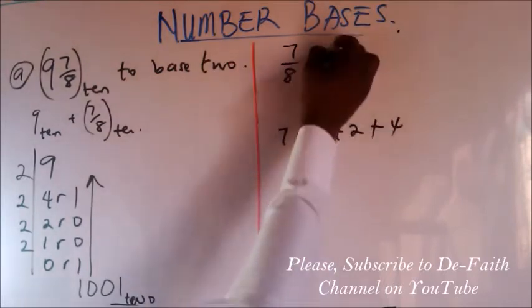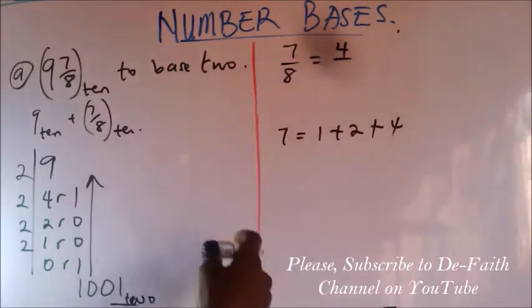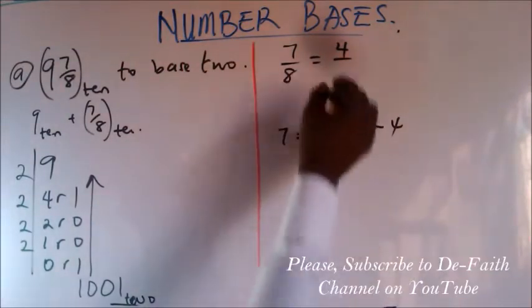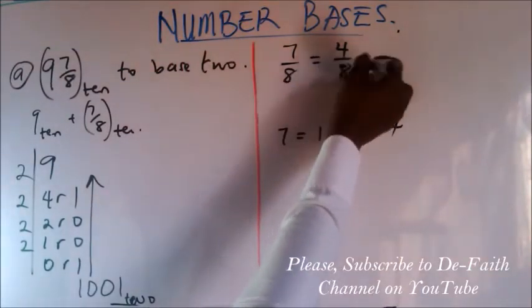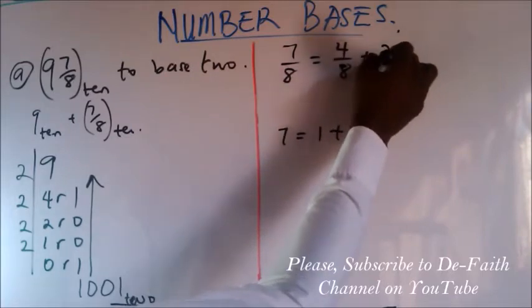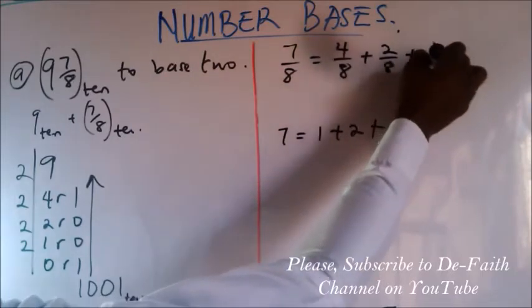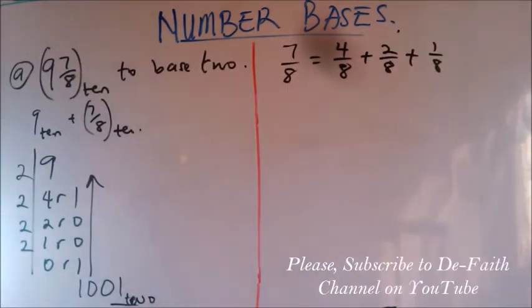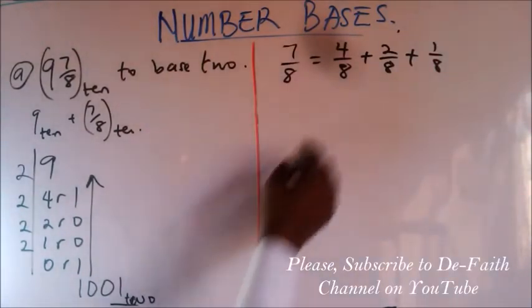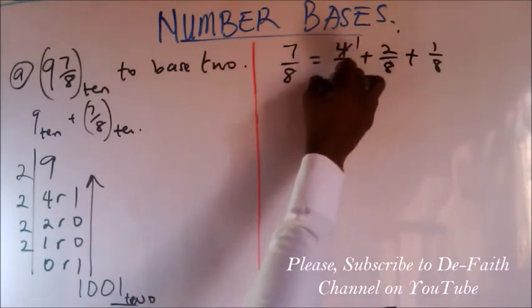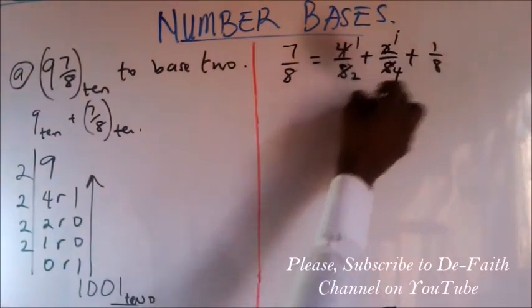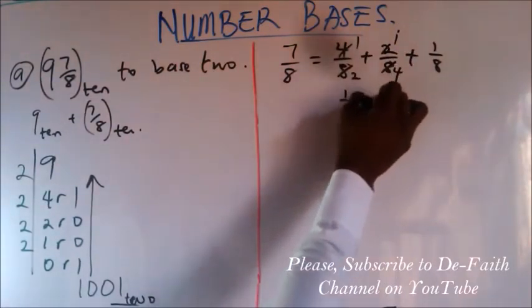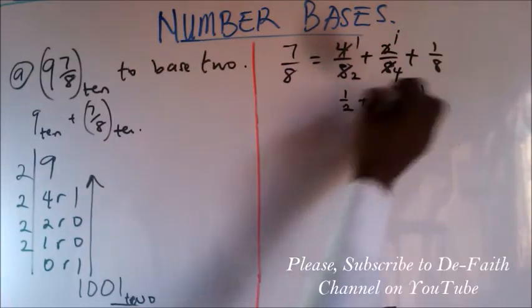Now, if you are going to write this, we shall arrange it from the biggest to the smallest. So 4 over 8 plus 2 over 8 plus 1 over 8. If you look for the LCM of all this, you will get 7 over 8. You can try it out. Now, take this to the lowest form. So we will have 1 over 2 plus 1 over 4 plus 1 over 8.